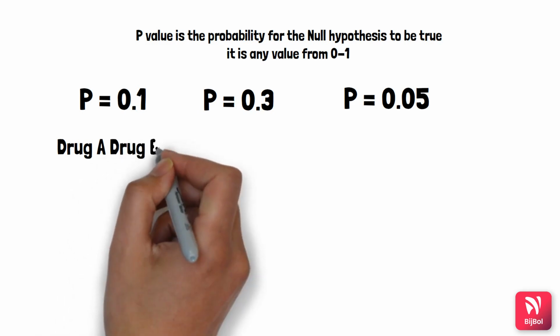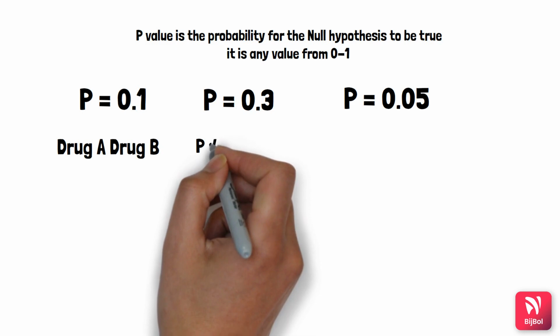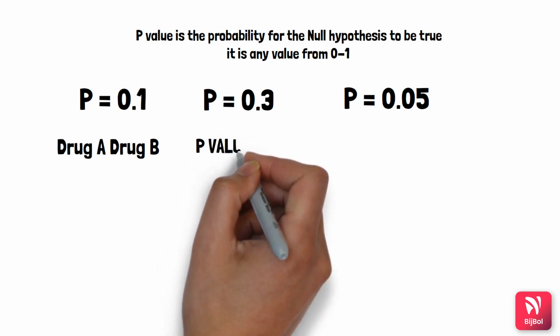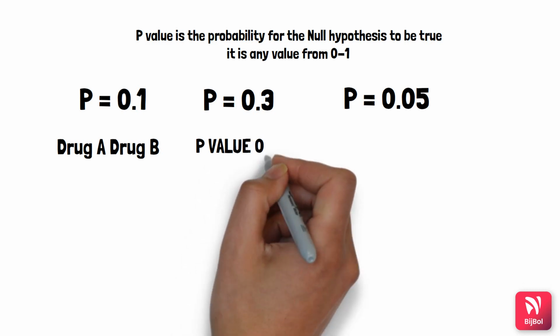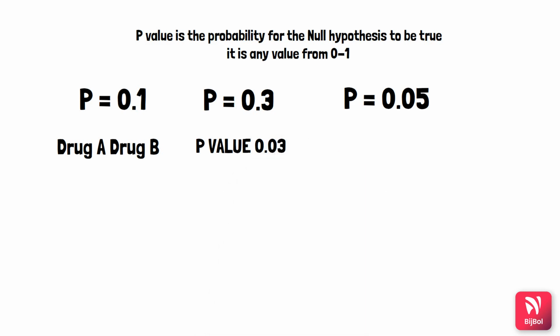Now before going to that, let us take an example. You have drug A and drug B, and you are performing a t-test based on which you get a p-value. First, suppose the p-value here is around 0.03. So what is the null hypothesis for this experiment? That drug A and drug B do not have any effect, and the p-value is 0.03.